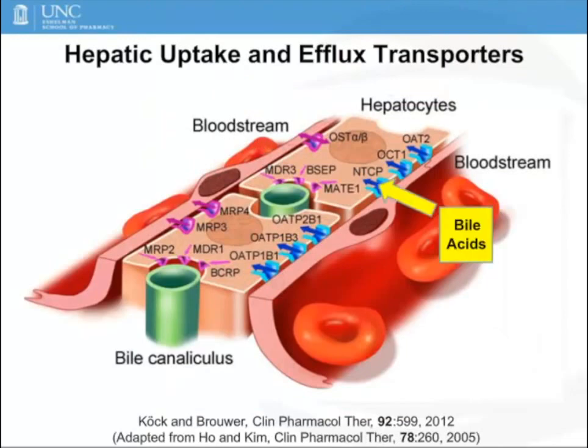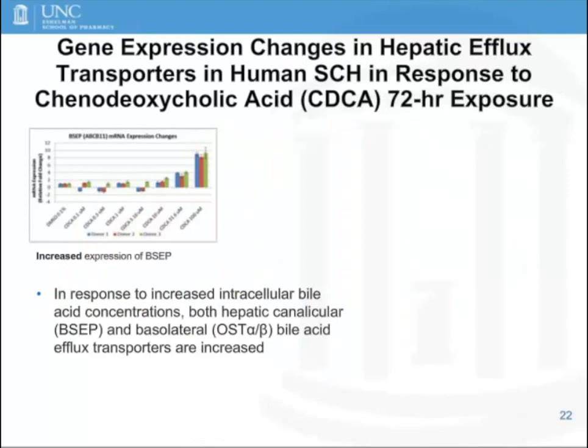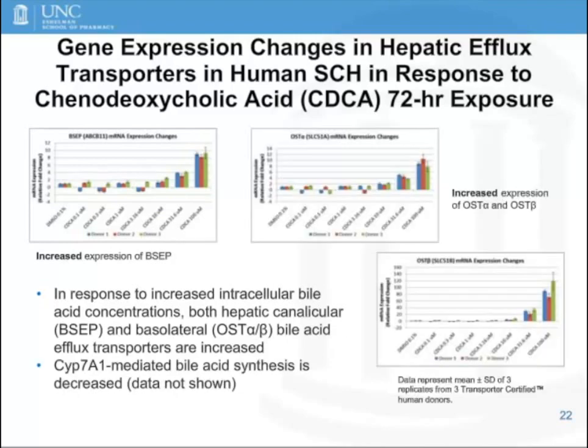We know, as mentioned, that bile acids are regulators of the nuclear receptors. Intracellular accumulation of bile acids will increase BSEP expression, but if there's some impairment in BSEP expression, these other basolateral efflux transporters, including OST alpha beta, will be significantly increased. This is depicted nicely in the gene expression changes observed in human sandwich cultured hepatocytes following exposure to chenodeoxycholic acid for 72 hours. You can see the increased BSEP expression, again by mRNA here, and also OST alpha and beta, very significant increases with the exposure to the chenodeoxycholic acid.